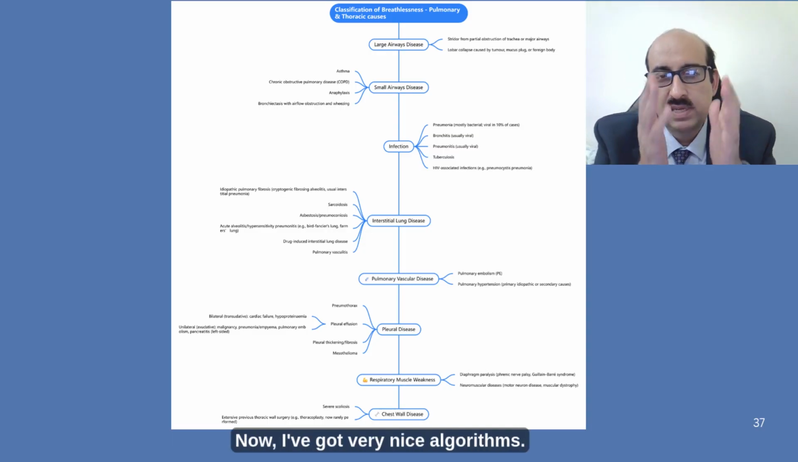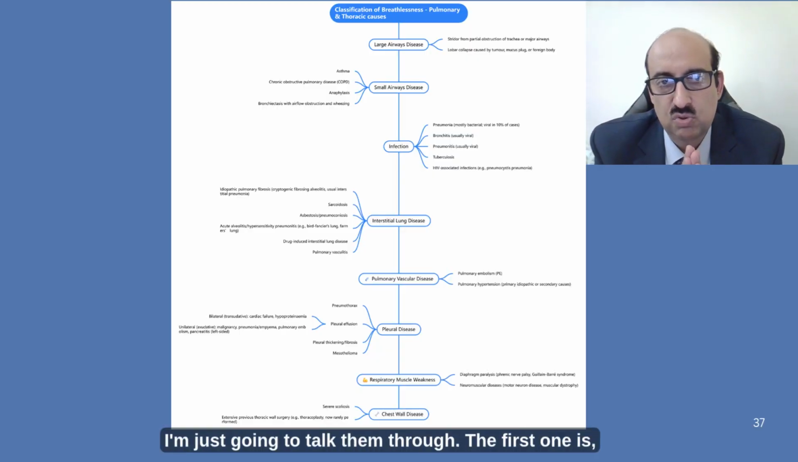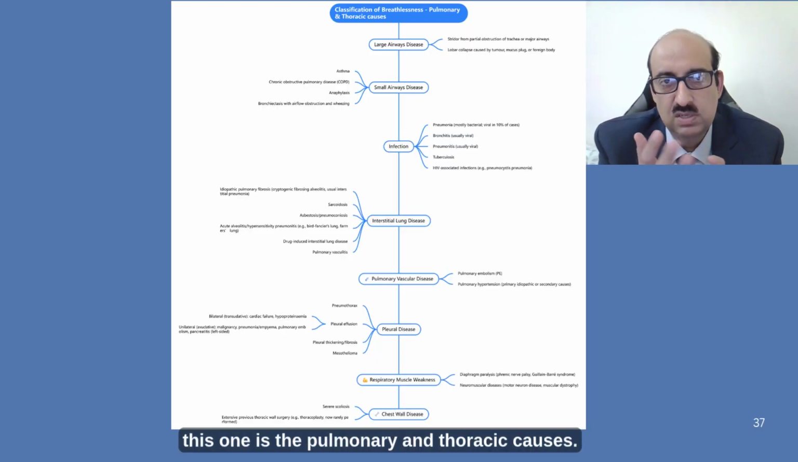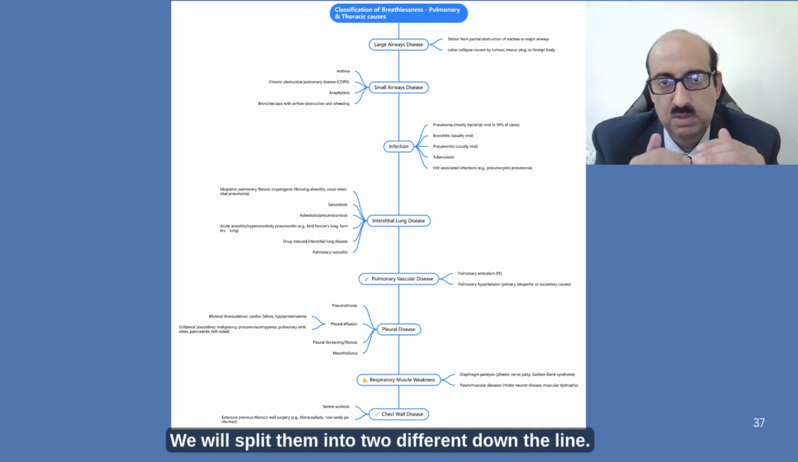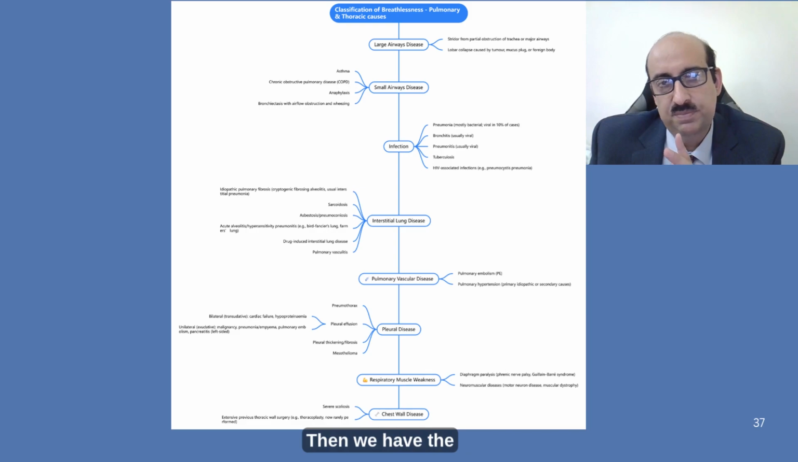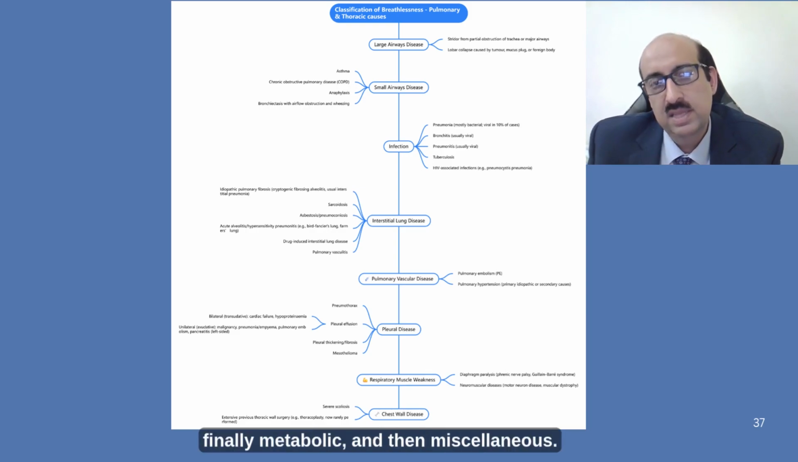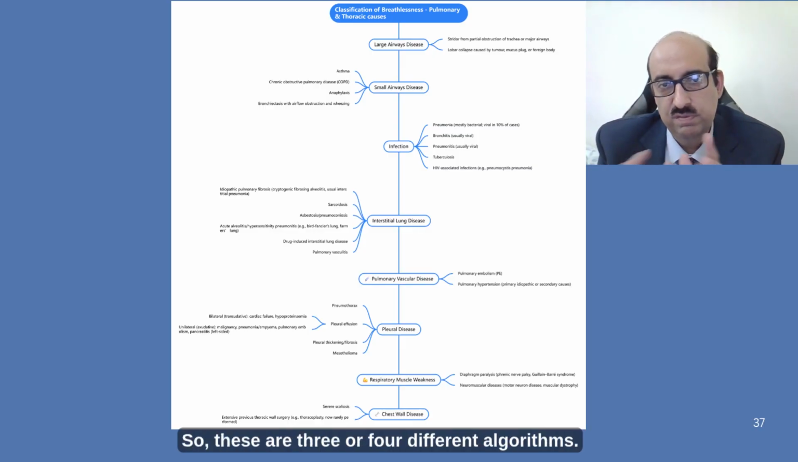Now, I've got very nice algorithms. I'm just going to talk them through. The first one is the pulmonary and thoracic causes. We will split them into two different down the line. Then we have the cardiac causes, finally metabolic, and then miscellaneous. So these are 3 or 4 different algorithms.